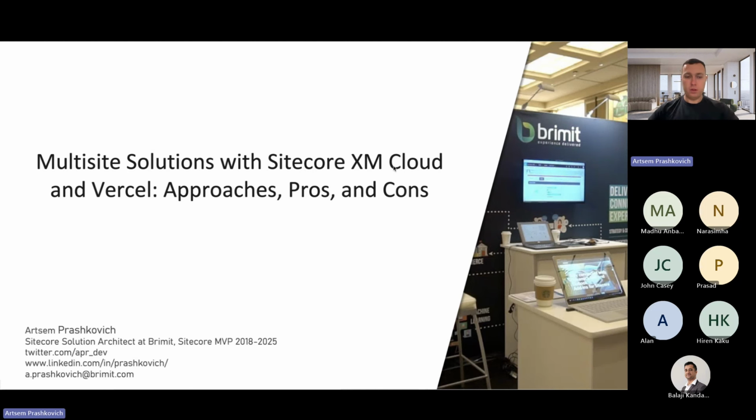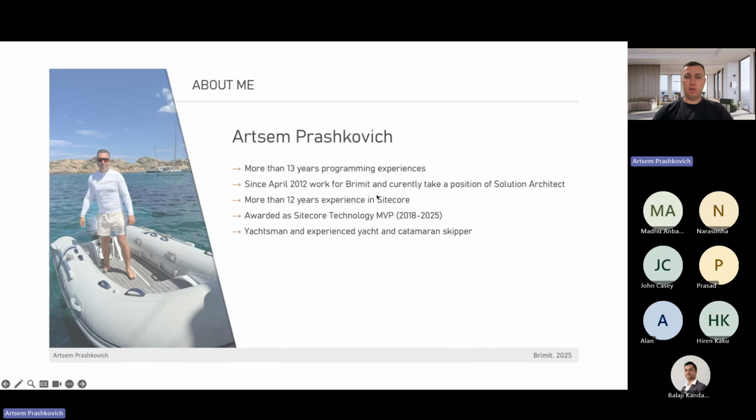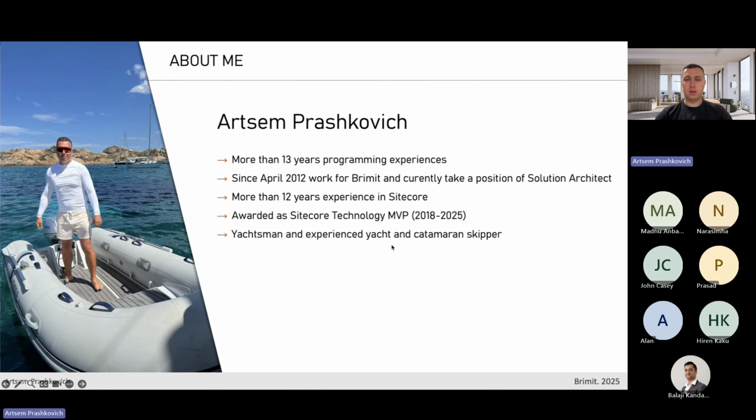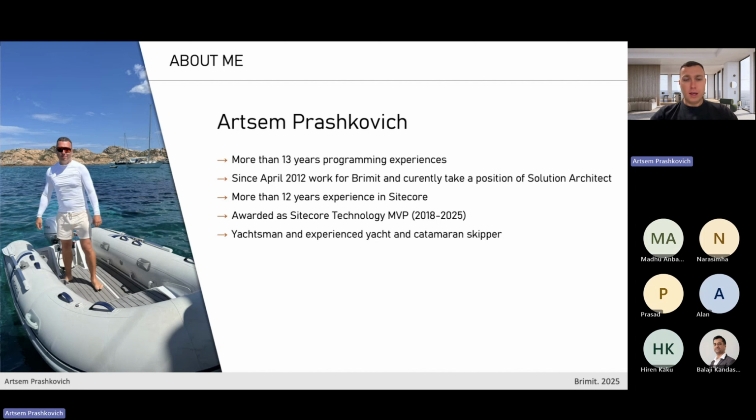So before I start, let me say a few words about me. My name is Artsem Prashkovich, and I have more than 13 years of programming experience, primarily in the backend, on the .NET side, but I still have some front-end experience. Since April 2012, I work for Brimit and currently hold the position of solution architect. I have more than 12 years of experience in Sitecore and was awarded Sitecore Technology MVP 8 times in a row, if I'm not wrong.